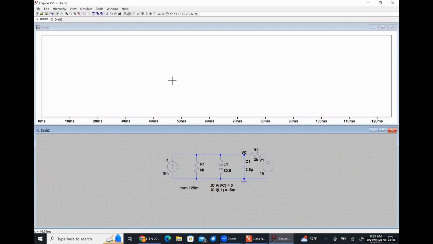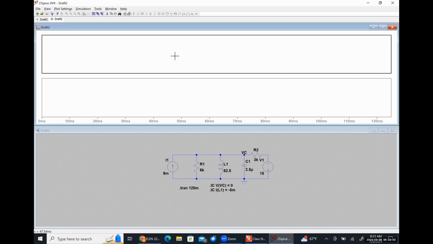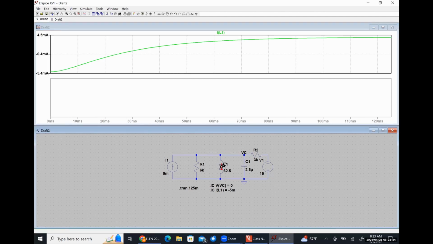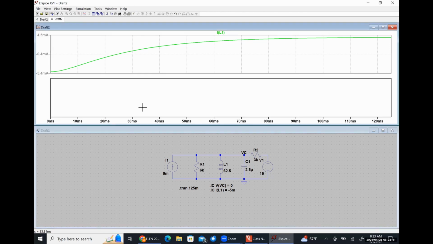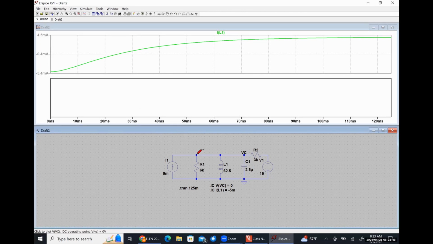So I'm going to run this. I'm going to add a second plot plane here. So this top plot plane, I'm going to look at my inductor current. And this bottom plot plane, I'm going to look at the voltage drop across my resistor.